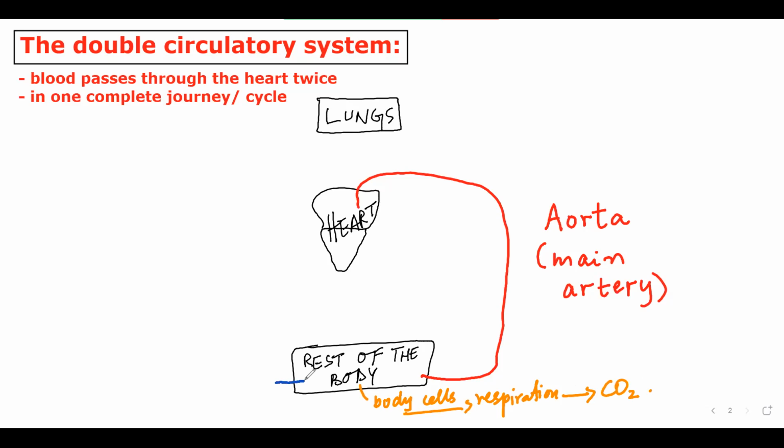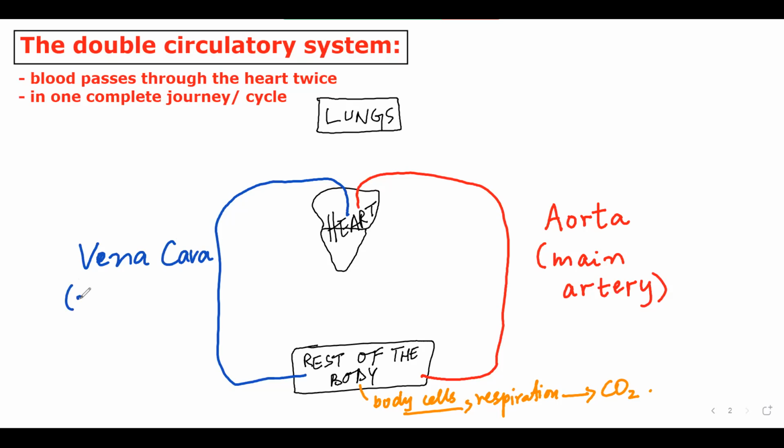Now this carbon dioxide needs to be taken back to the lungs so it can be excreted from the body. So it will be taken to the heart from the body cells. How? By vena cava. Now this is what? This is the main vein.